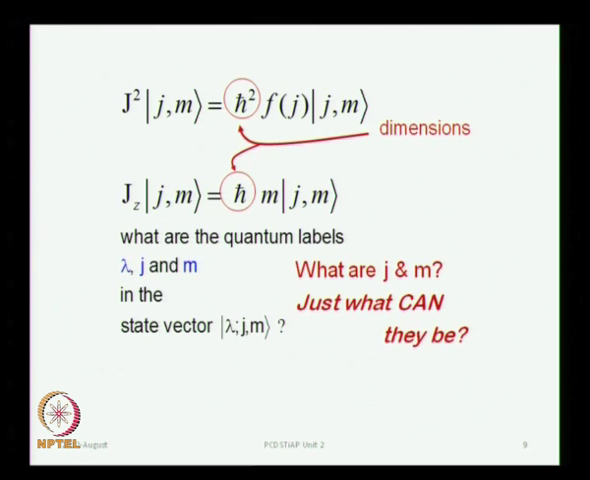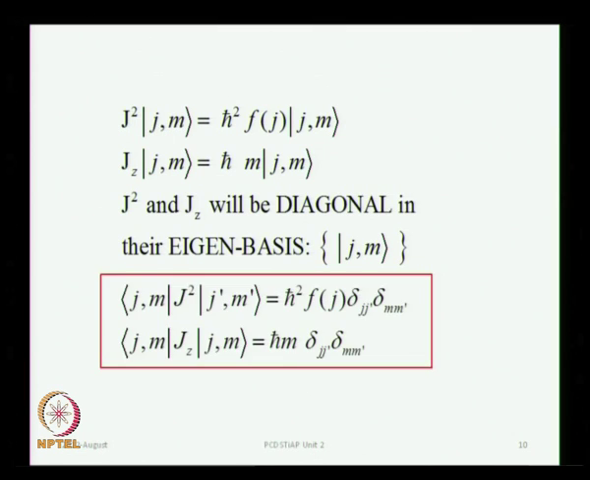So we ask what can be j and m. They can be only what they will turn out to be, they cannot be anything else. So we will find out what j and m turn out to be. Now we know that in this basis j square and jz both must be diagonal because they can be simultaneously measured. So if you determine a matrix element of j square in the jm basis, it must be diagonal in the j index as well as in the m index. That is what is meant by a diagonal representation.